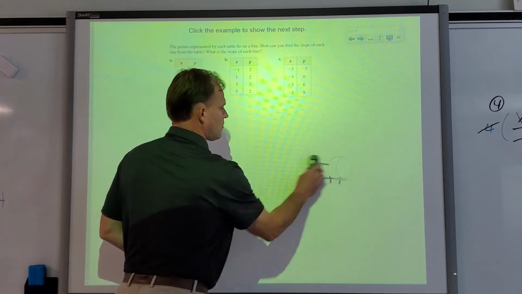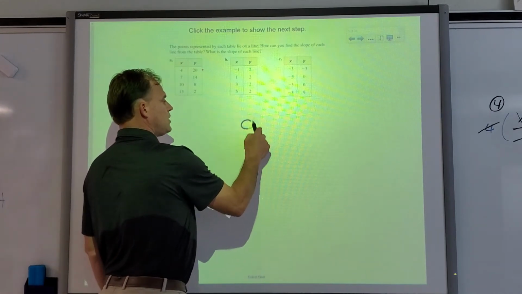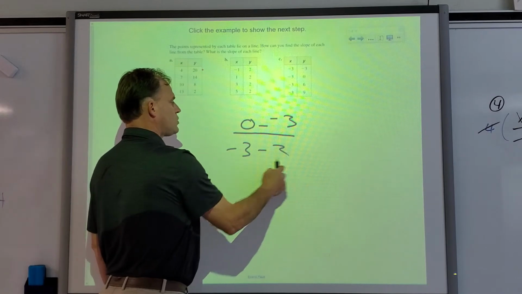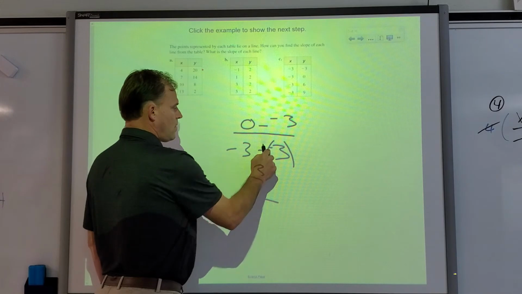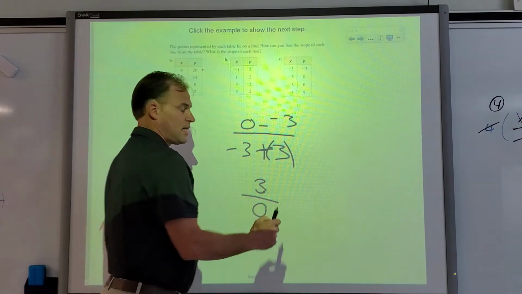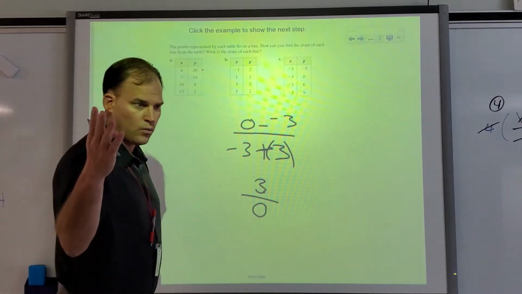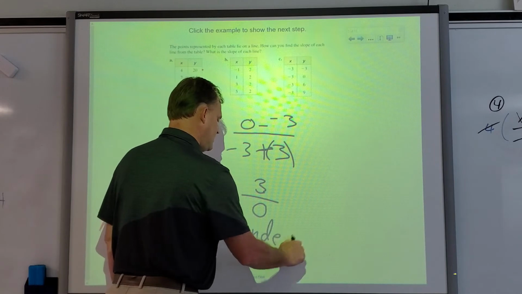Let's take a look at C. 0 minus negative 3. Negative 3 minus 3 minus negative 3. 0 minus negative 3 is 3. Turn that into plus. I get 0 in the denominator. Can you divide by 0? So what is the slope? Slope is undefined.